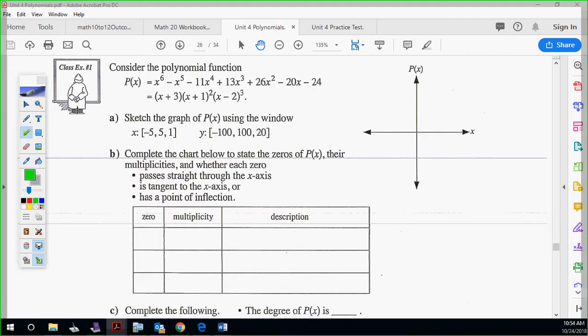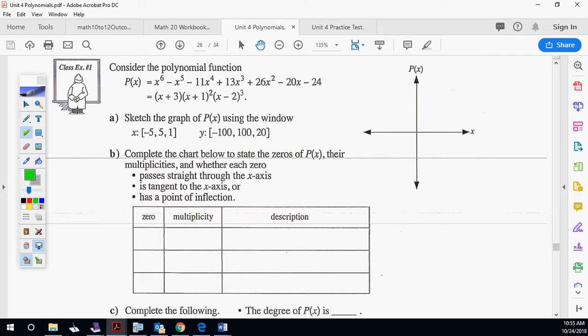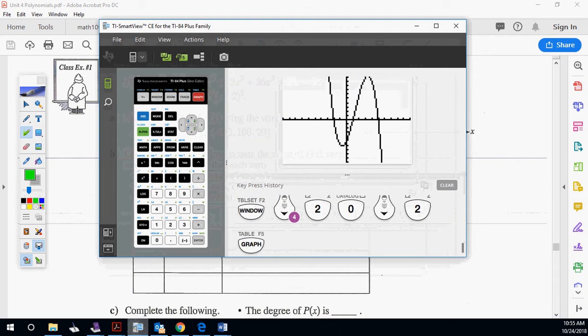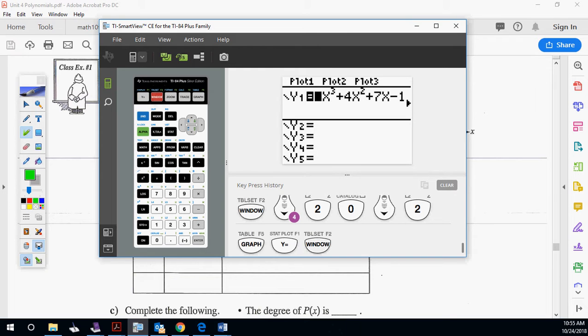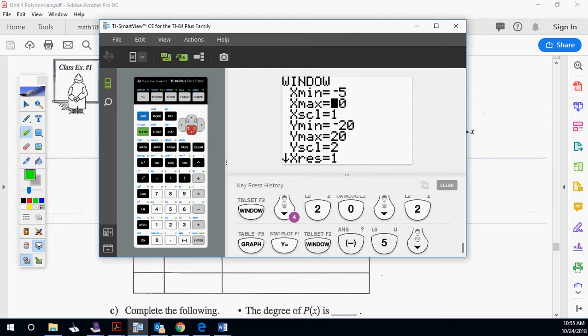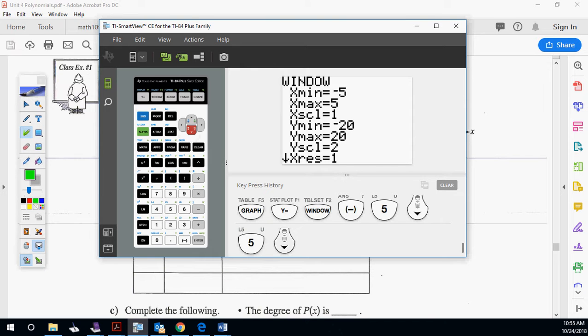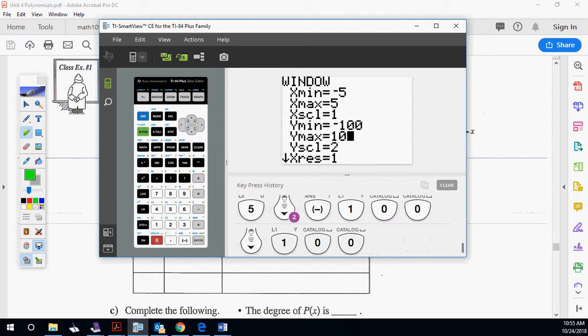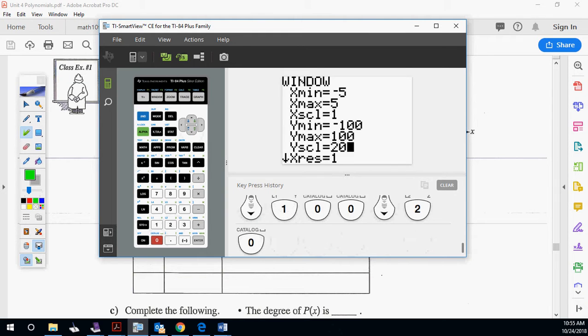So it wants us to look at it on the calculator first. Let's put this in the calculator. I think it's probably easiest to put it in this way, but do whatever you'd like. Let's put it in real quick and see what we see. We'll use the window they gave us: negative 5, 5, 1, and then negative 100, 100 for your y min and max, and then a scale of 20.